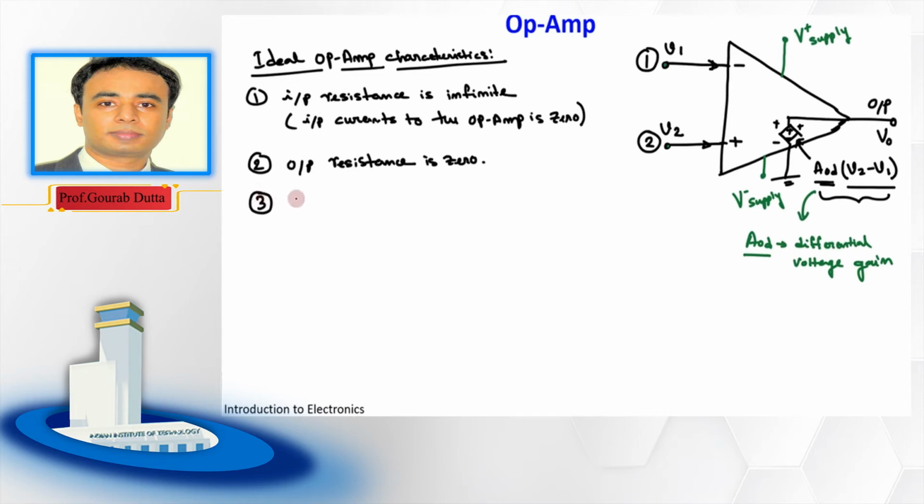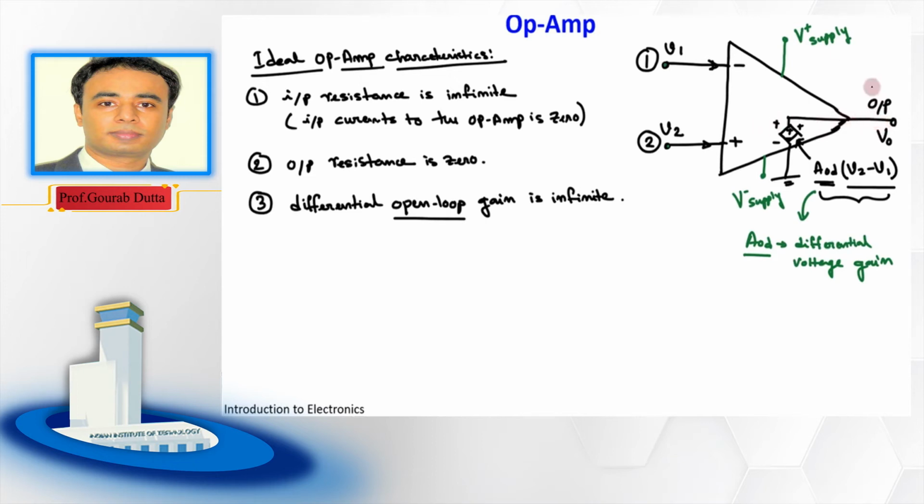So differential open loop gain is infinite. Now remember here, this is open loop gain. So that means when we don't have any connection between inputs and the output, that means there is no feedback.